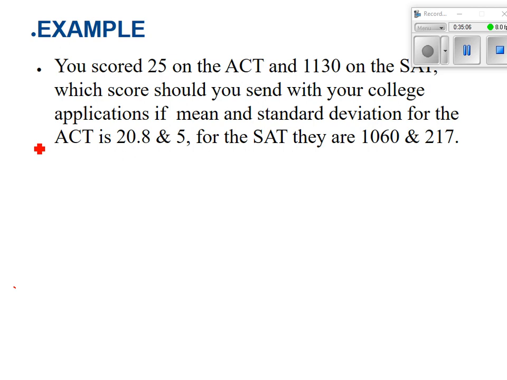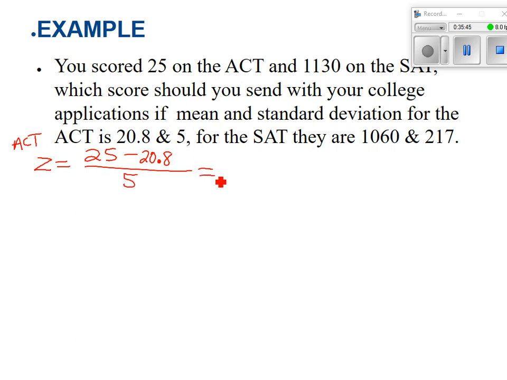You can't compare 25 to 1130 because they're two completely different kinds of scores. But if we change them both into a z-score, then we can compare them. So first, the ACT. We take 25, that's our value. We subtract off the mean. The mean ACT score of all students who took the ACT last year is 20.8. And we divide it by the standard deviation, which last year was 5.